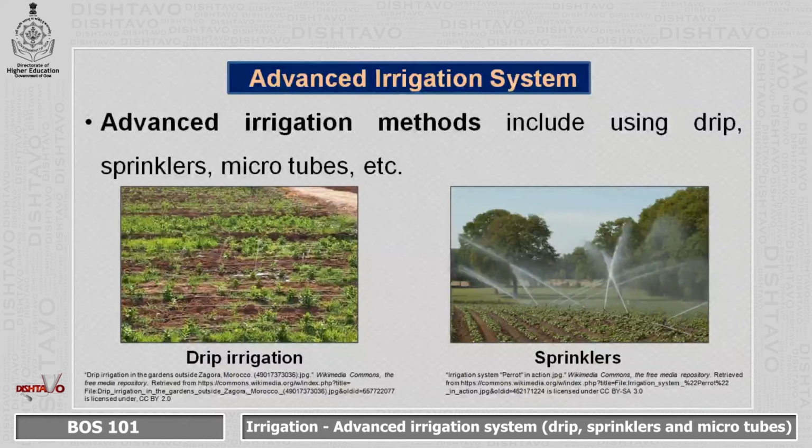Advanced irrigation system. Advanced irrigation methods include using drip, sprinklers, microtubes, etc. Here in this image we can see how irrigation is done using the drip irrigation system. In the second image you can see the sprinklers which are used to irrigate the fields.